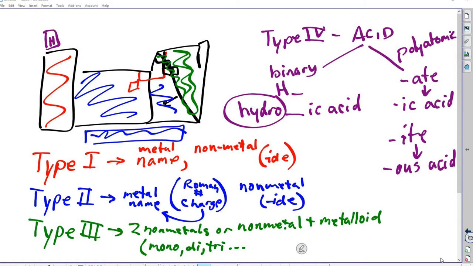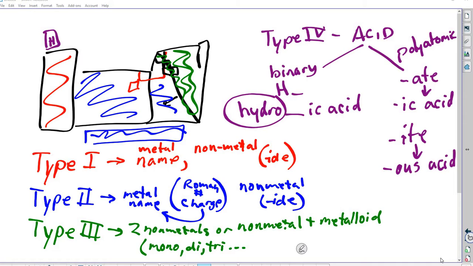Now, Type 1 and Type 2 could be with a polyatomic. Don't change the ending of the polyatomic. Just name the polyatomic. Type 3, two non-metals, or a non-metal and a metalloid. That's on the diagonal line or above, and that's when you use mono, di, tri. Only use mono on the second element. You never say mono for the first element.